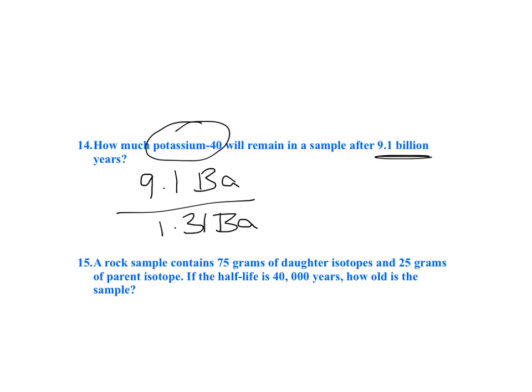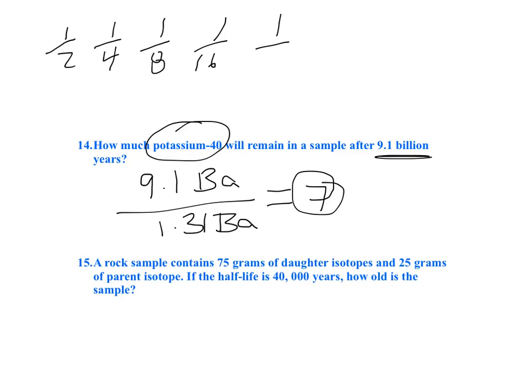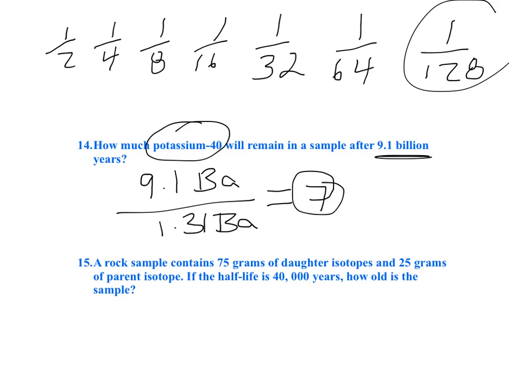I know that potassium-40 goes to argon-40 with a memorized half-life of 1.31 billion. But again, that would be given to you on the public exam. So we're going to go 9.1 divided by 1.31, and that's essentially going to come out to be 7 half-lives. They want to know how much potassium. Well, we can give it to them in a fraction. The question didn't ask how. So 1, 2, 3, 4, 5, 6, 7. We could say 1 over 128 of the original amount of potassium-40 is left in the rock.